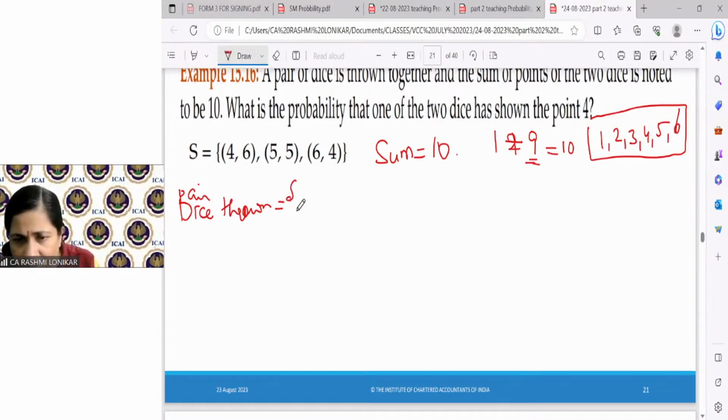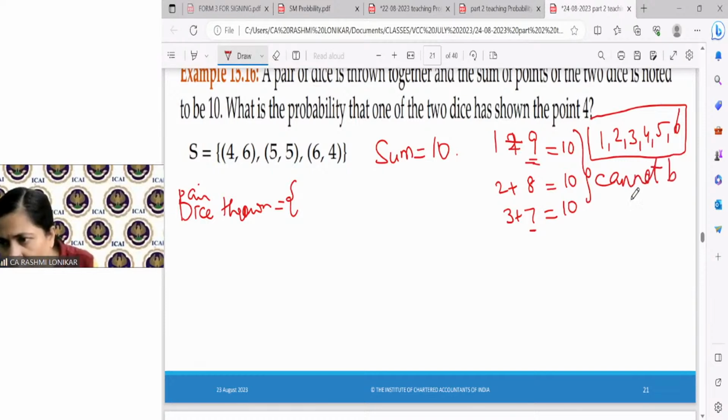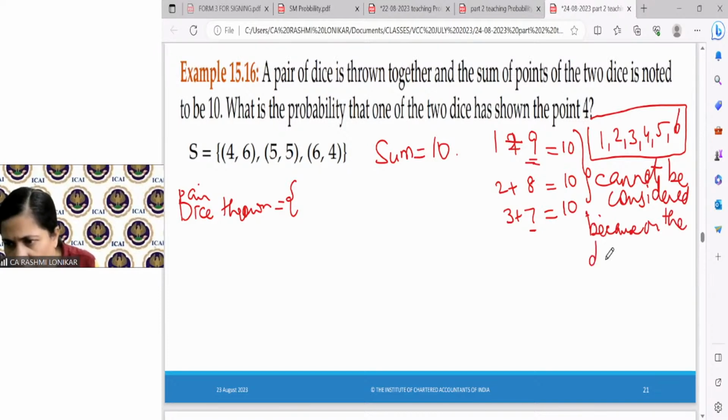So I can't start with 1. What if I start with 2? 2 plus what will give me 10? 2 plus 8 will give me 10. 3 plus 7 is going to give me 10. Do I have these on the dice? I don't. So these cannot be considered. Why? Because on the dice we do not have numbers 7, 8, 9.